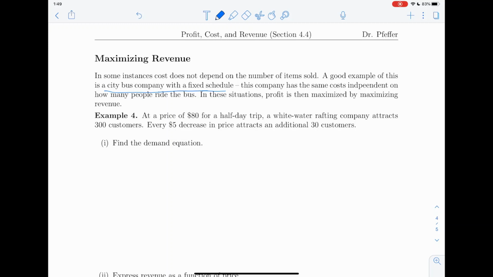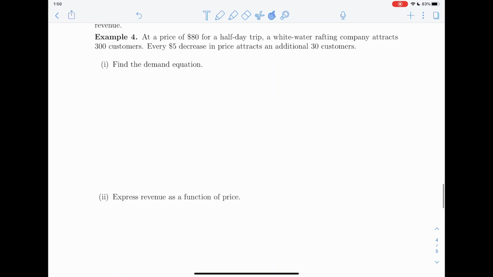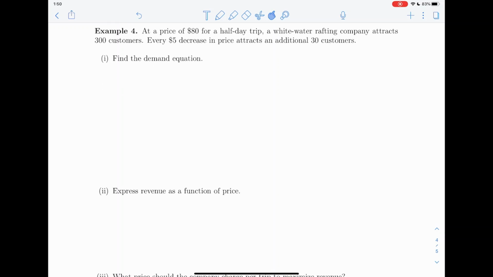So there are times when you'll encounter problems like this where instead of having to maximize that profit function, you're only maximizing the revenue. So an example of that is as follows. This is a classic example we're running up against, and in this case, we're going to introduce the notion of a demand function. So here we have a whitewater rafting company, and apparently they sell half-day trips for $80.